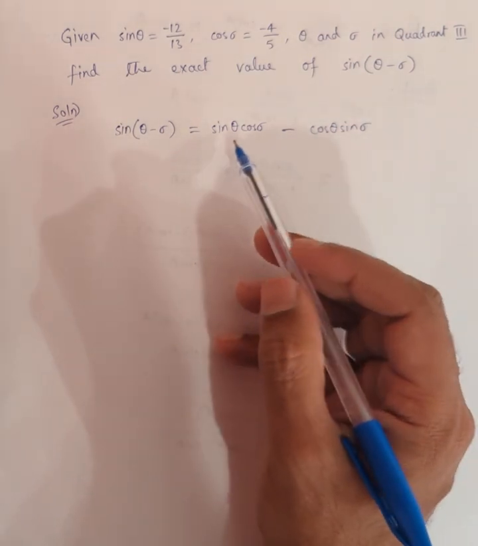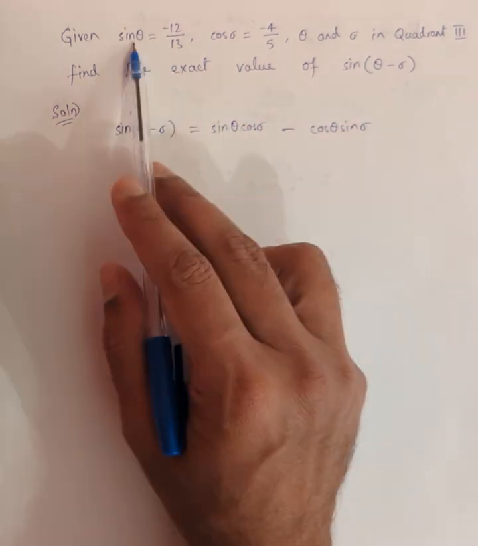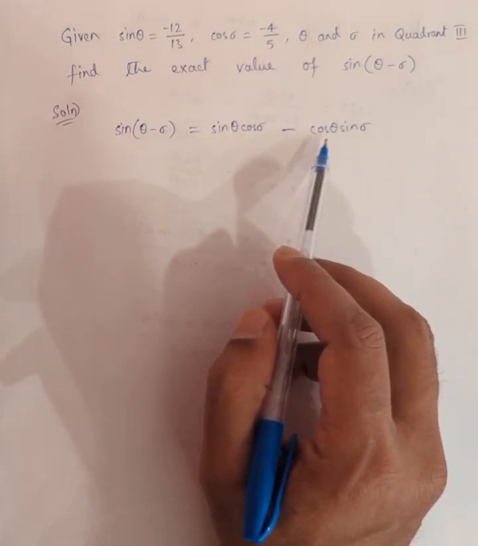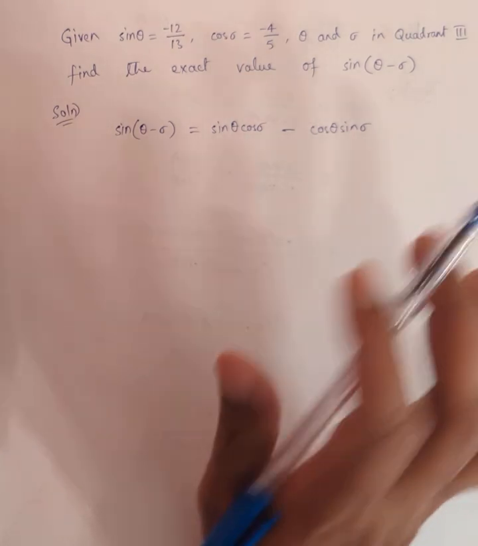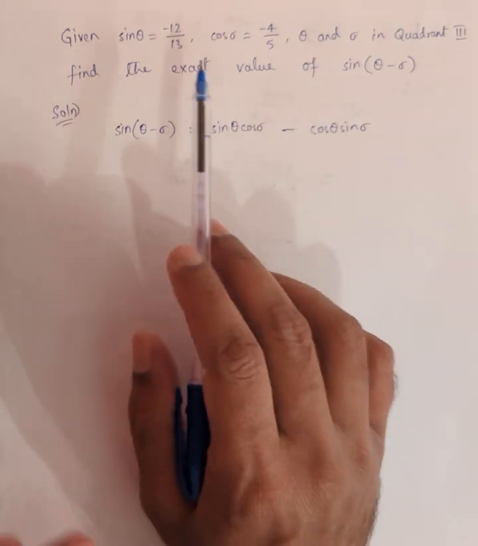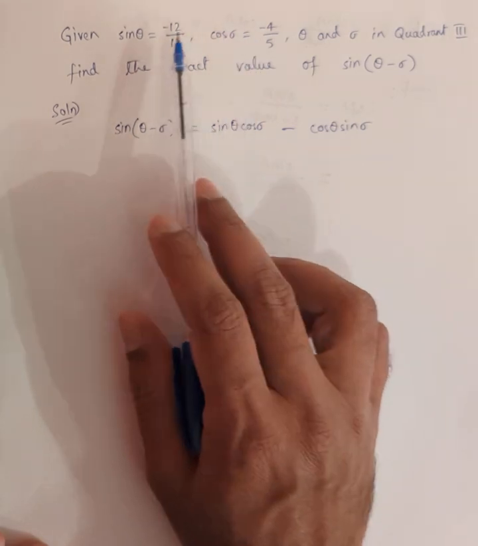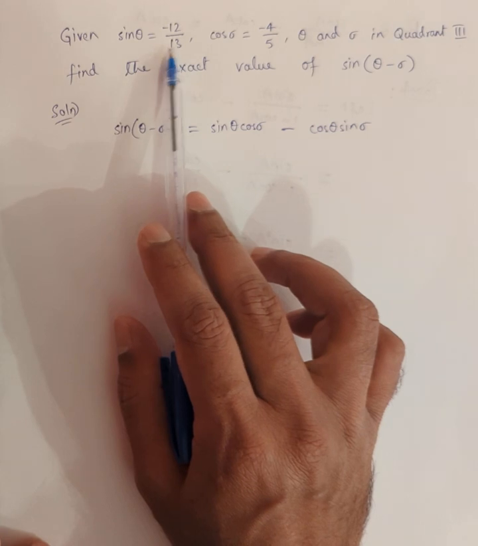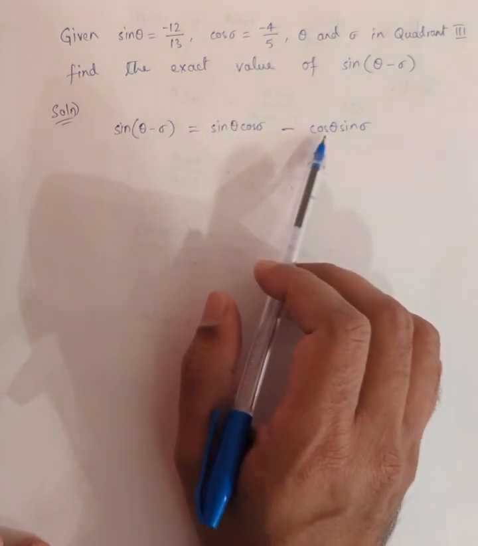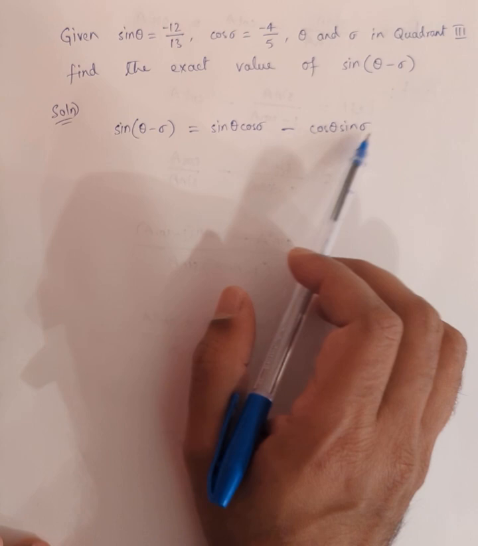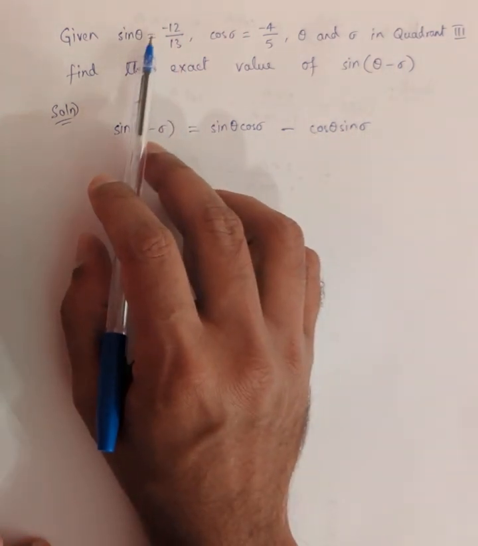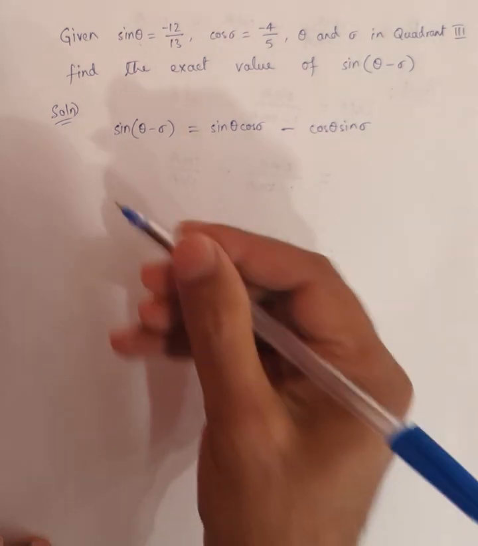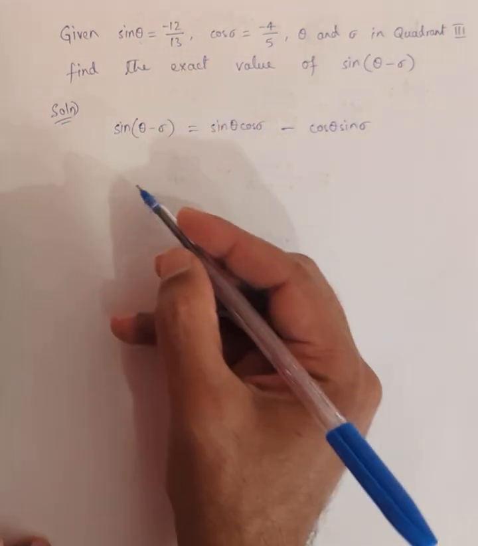So we need four quantities. We need sine theta, which is given. We need cos sigma, which is also given, but we are not given cos theta and sine sigma. So here is what I'm going to do. Ignore the negative sign in sine theta and cos sigma, and construct a right triangle. So we need information about cos theta and sine sigma. So let's use this triangle. Sine theta equals, ignore the negative for the time being. We'll deal with it later on.